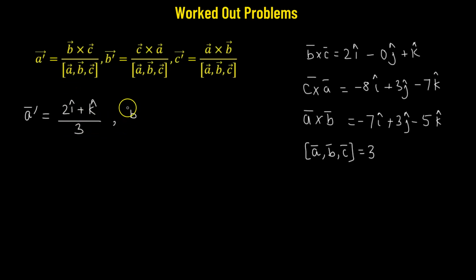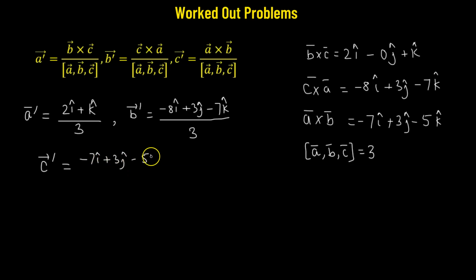Then the reciprocal vector for B, which is B prime, will be equal to C cross A, so that's -8 i cap plus 3 j cap minus 7 k cap divided by 3. And finally, the reciprocal for vector C, that will be C prime, will be given by -7 i cap plus 3 j cap minus 5 k cap, all divided by 3. So these are the three reciprocal vectors of A, B, and C. Now let's go to the next problem.